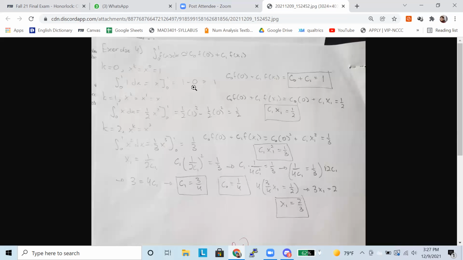So you integrate 1, that's just equals 1. Basically, when it comes to the f of 0, the f of x1, all you're doing is taking those values, 0 and x1, and plugging them into your function, right? And the function in this case is 1, because x to the 0 power is 1. So you plug in 1 into this stuff.